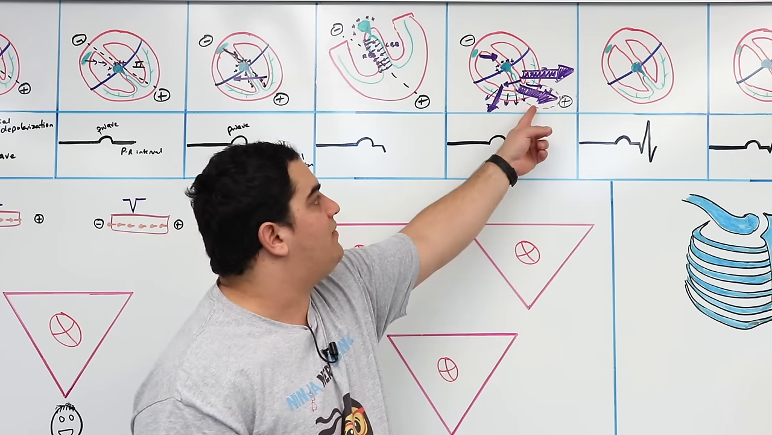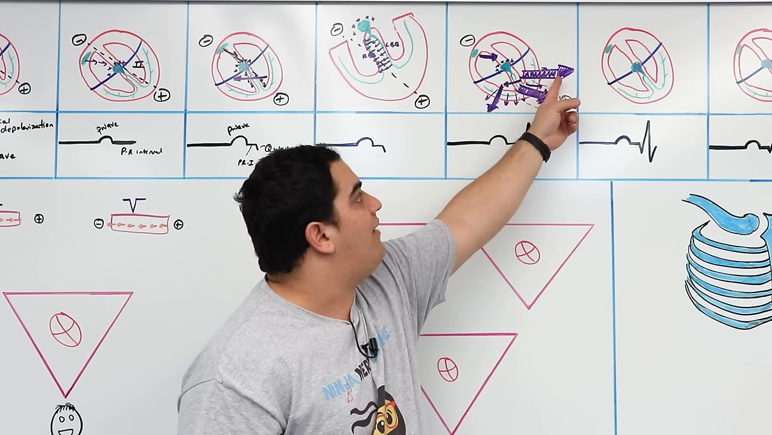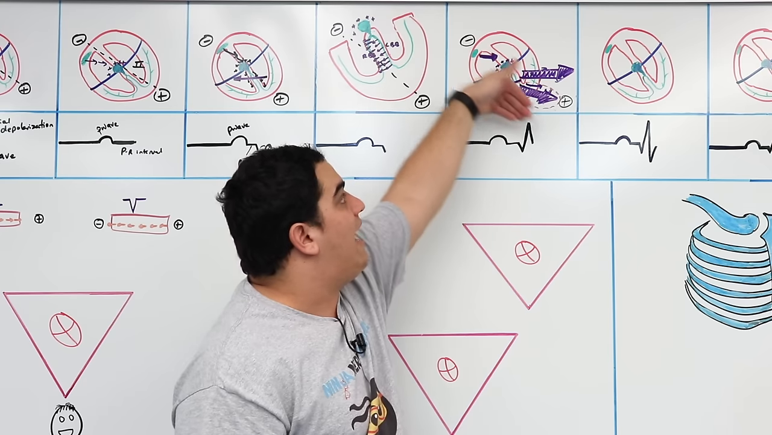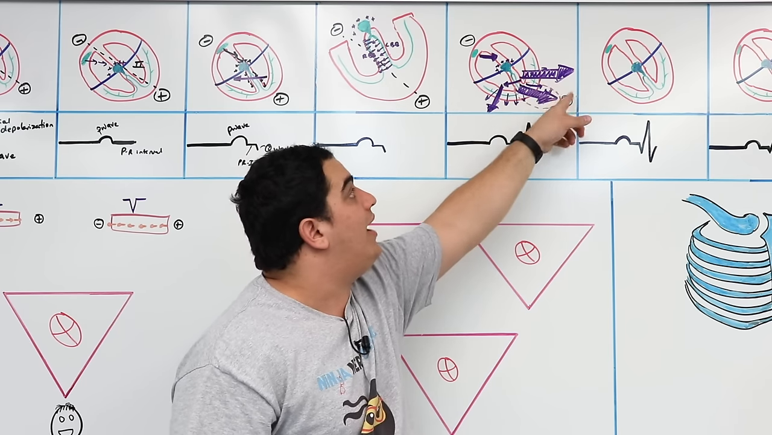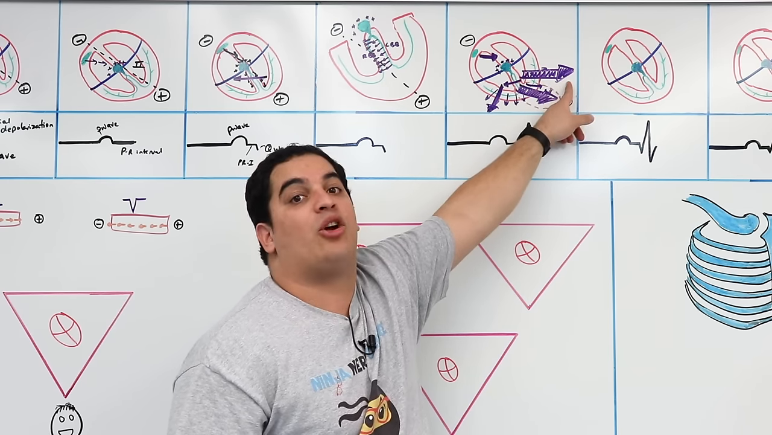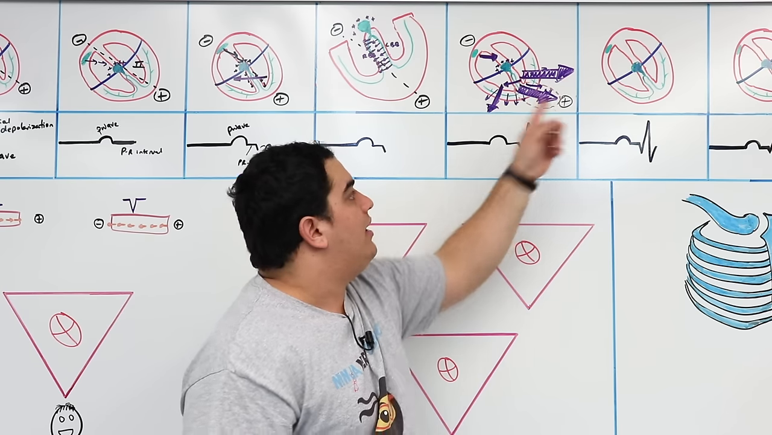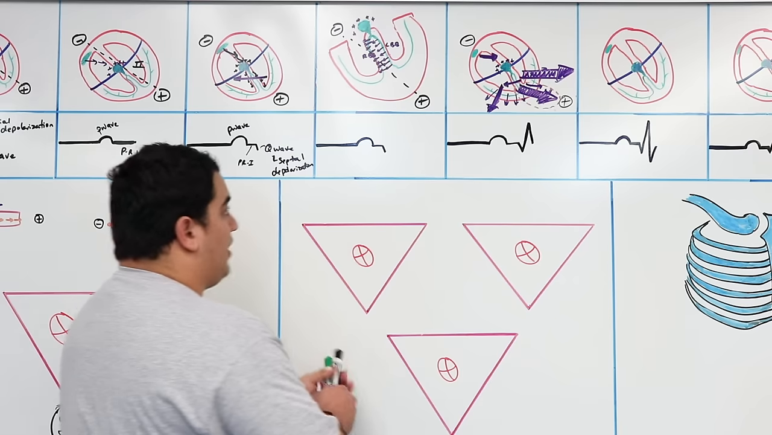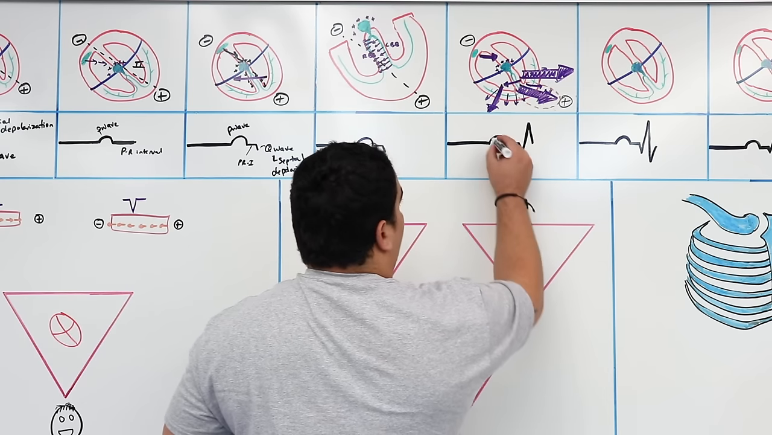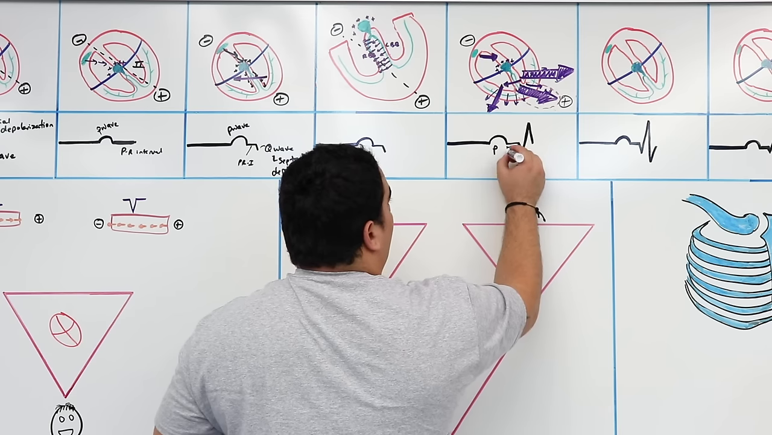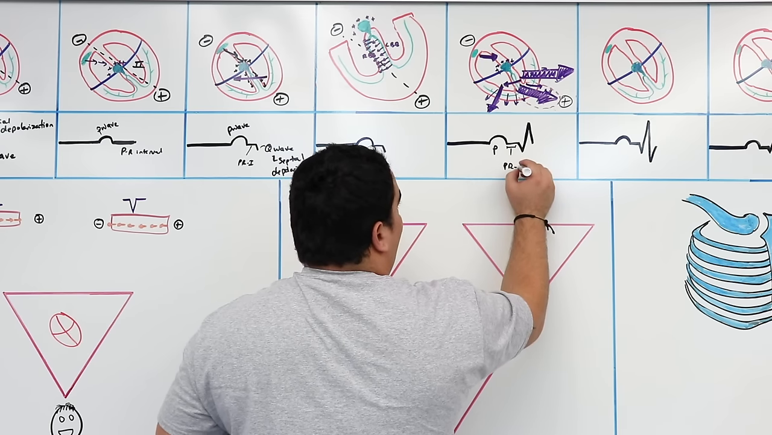The mean QRS vector, which is the sum of the left ventricular vector and the right ventricular vector, should point downwards and a little bit more towards the left. Why? Because the left ventricle has a thicker myocardium, so it generates more electrical activity, larger magnitude. That's going to produce a positive deflection. So again, this positive deflection, again, what do we got here? P wave. Then we have here, this point, is the PR interval.